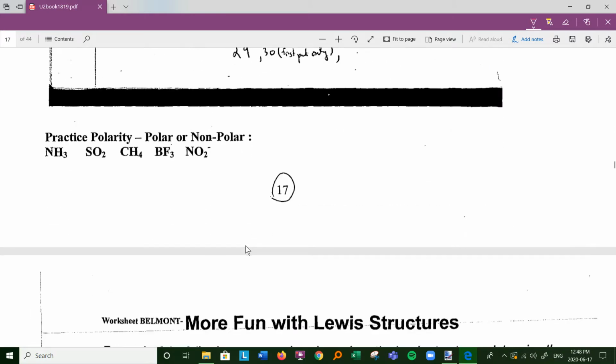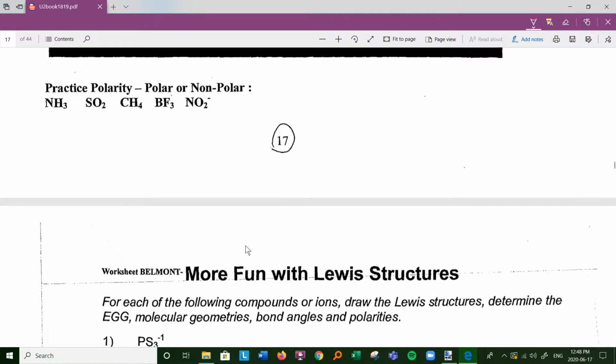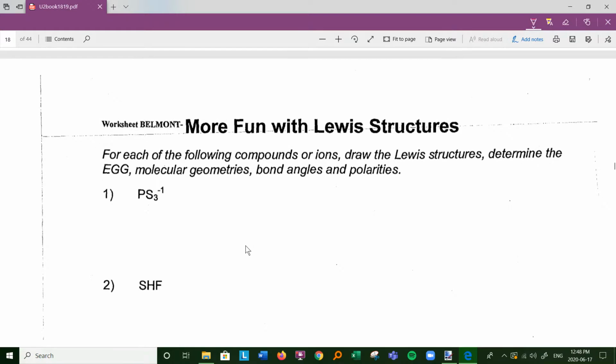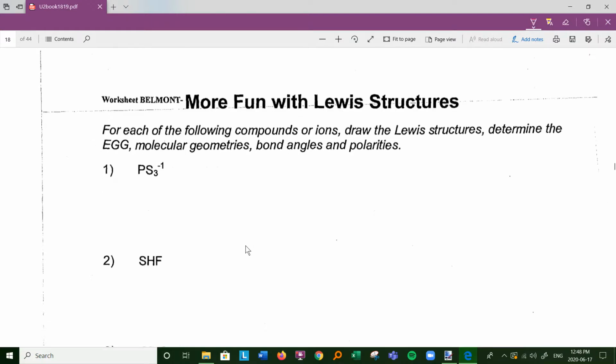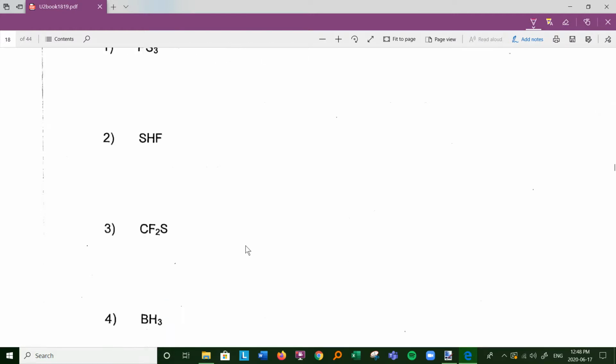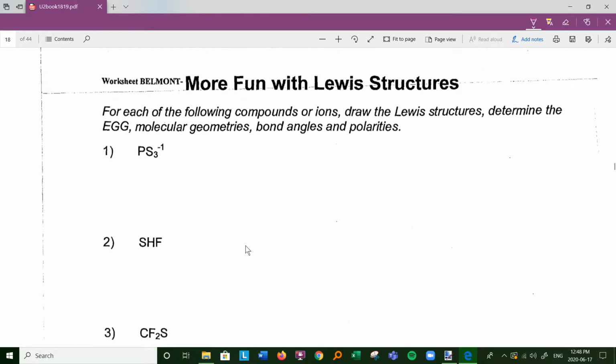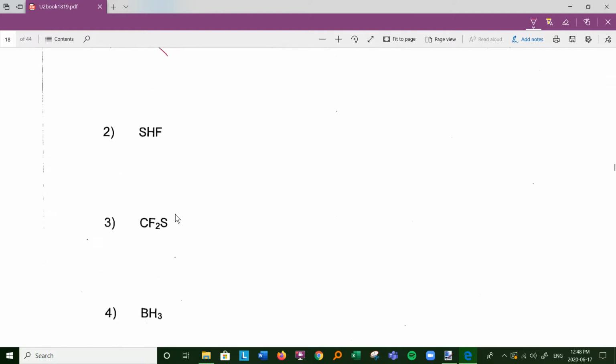So you can try the bottom of 17, decide whether those are polar or nonpolar systems. And then we see in worksheet Belmont here, you want to draw the Lewis structure, determine the electron group geometry, molecular geometry, bond angles, and the polarities for them. So shall we try one here? PS3 minus. What the heck is that one? And it's a -1. Let's omit that one. I don't like that one for a few reasons.